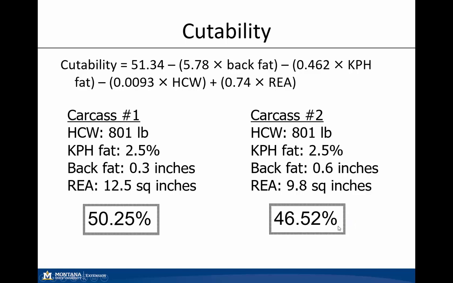So this just keeps us in mind that as the animal gets fatter, your carcass cutability typically goes down because of that increased back fat and other fat content, such as kidney, pelvic, and heart fat. That is internal fat that is actually removed and is not part of the meat product.